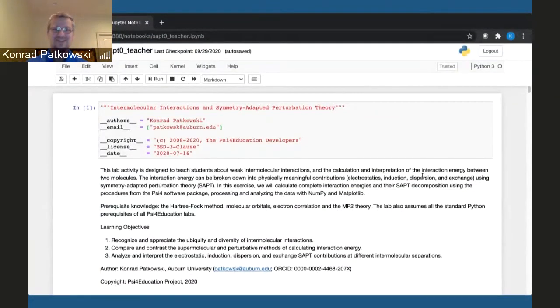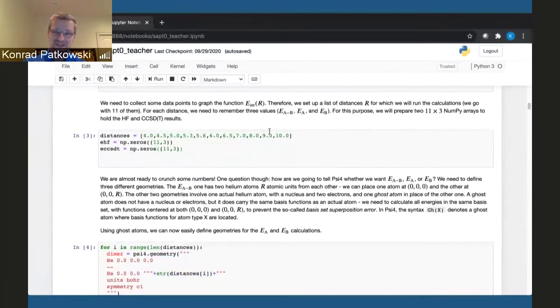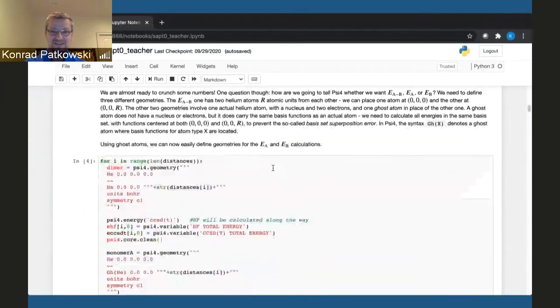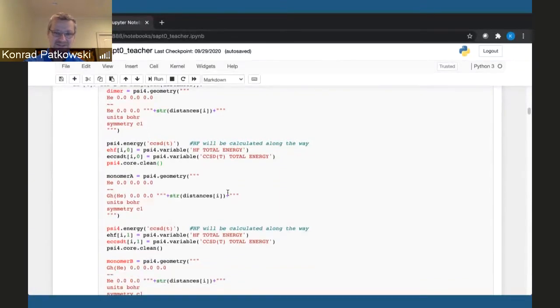So everything here is pre-filled, and we're going to look at the two simplest and most obvious examples, the helium dimer first and then the water dimer, and we can obtain a potential energy curve and look at the character of it. So we define a bunch of distances, and at first we run a supermolecular coupled cluster interaction energy for that in a small basis set.